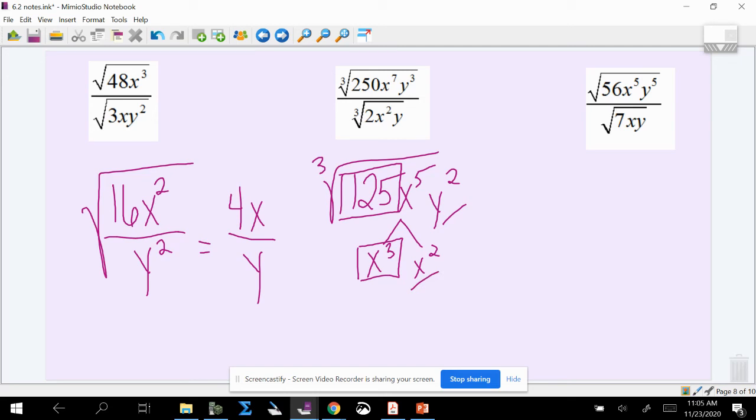So the cube root of 125 is 5. The cube root of x cubed is x. I'm taking the root of all the stuff I put in boxes. And then I'm left with an x squared and a y squared underneath my cube root.